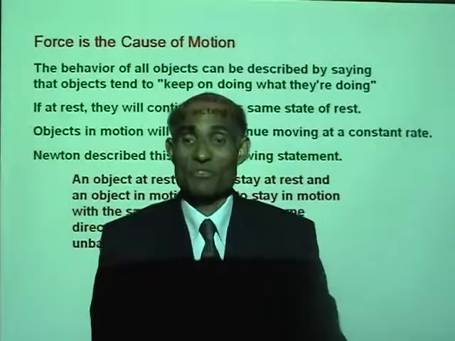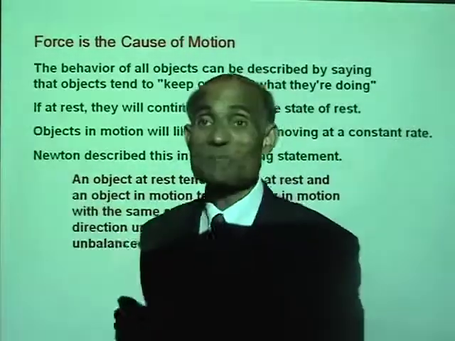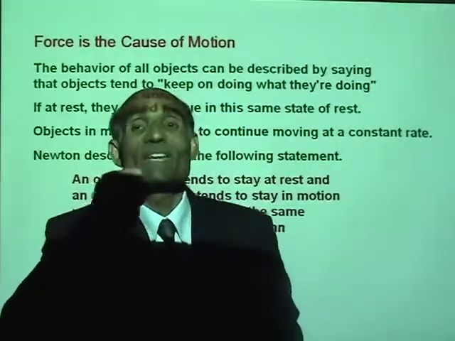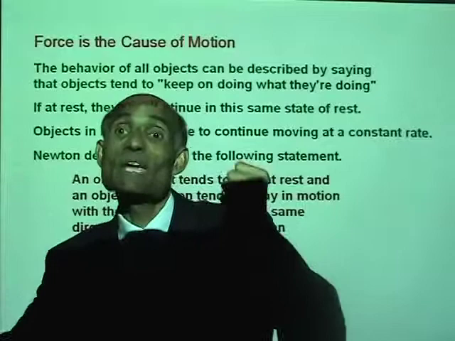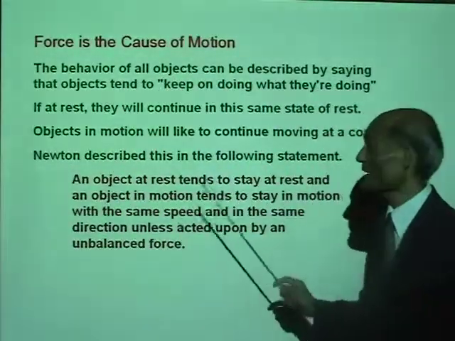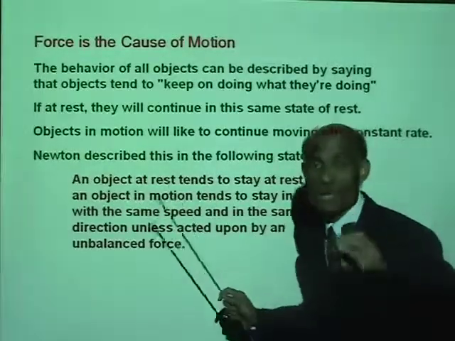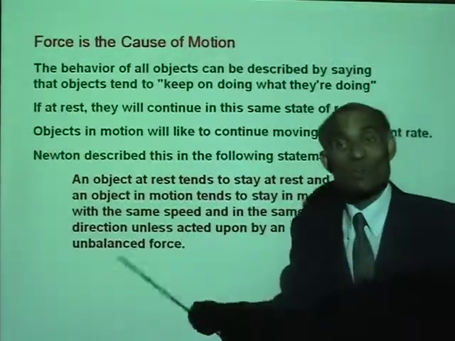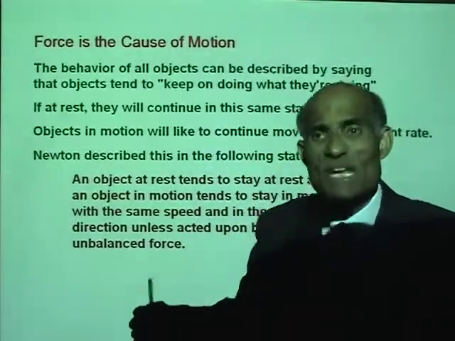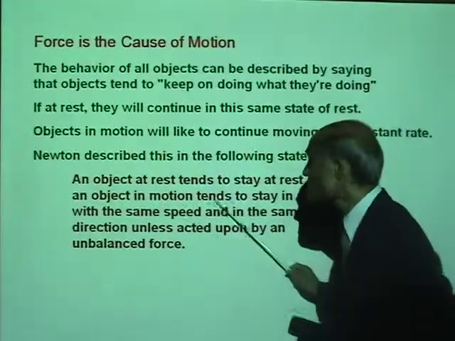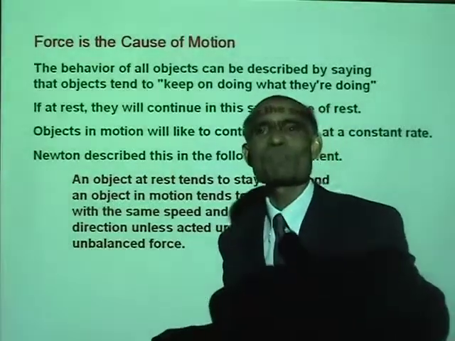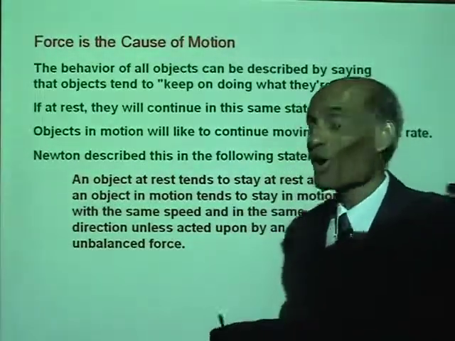That is the unbalanced force. Now in the previous experiment you did, the unbalanced force, I actually pulled the car with a force to make it move. So once again, what is the law that Newton said? An object at rest tends to stay at rest. The tendency of an object at rest is to stay on being at rest. And an object in motion tends to stay in motion. The tendency of an object in motion is to keep on moving.